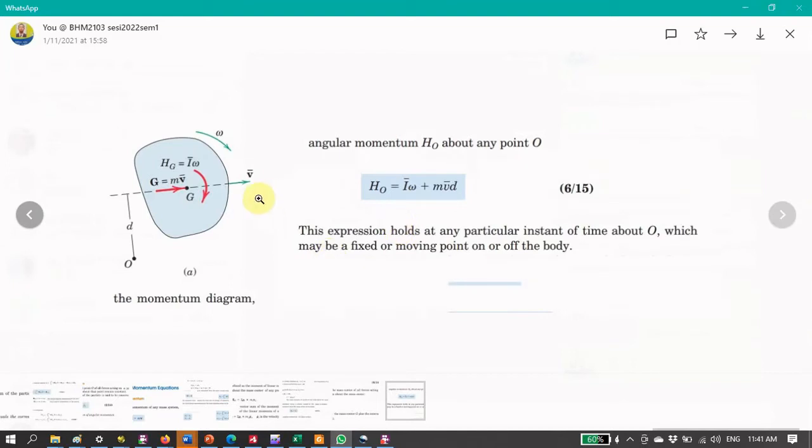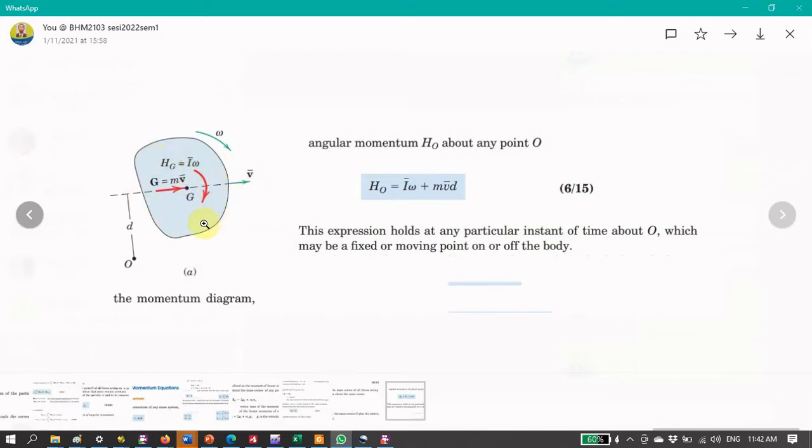So when we look at the particle, we have what we call the impulse momentum diagram. For a rigid body, we also have that kind of concept. Professor Meriam here shows us what we call the momentum diagram. This momentum diagram is used to help us understand the effect of the angular momentum on the motion of the rigid body. And this diagram applies for general plane motion, translation, or with the rotational effect.